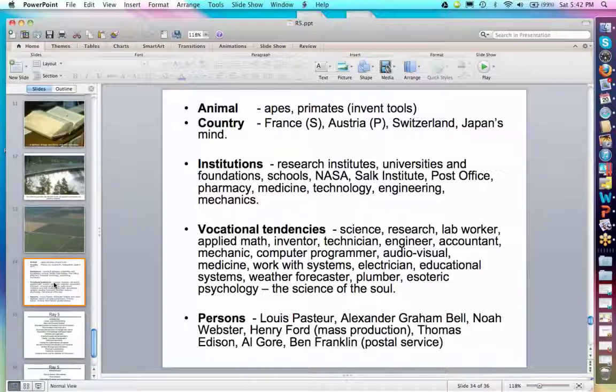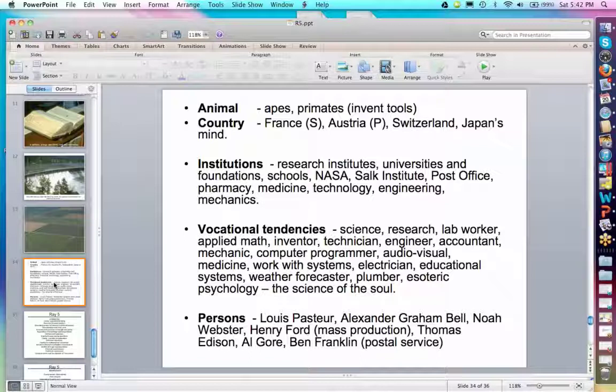And some of the vocational tendencies are basically everything that has to do with working in a practical way. So science, research, lab workers, okay, applied math, inventors, all the technology, even accountants, they work with numbers, computer programming, audiovisual, working with systems, okay? So of course, education, educational systems, weather forecasters, all your plumbers and electricians and all that kind of thing. And esoteric psychology is a fifth ray science. It's the science of the soul.